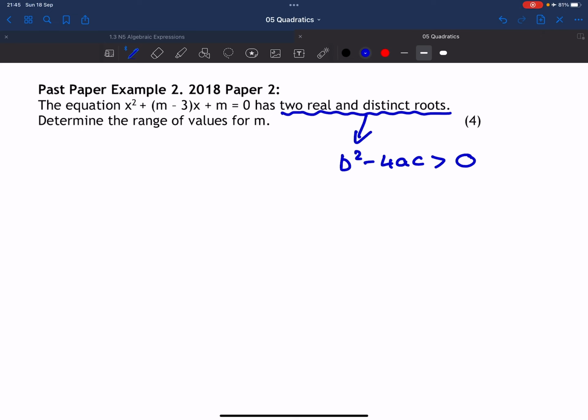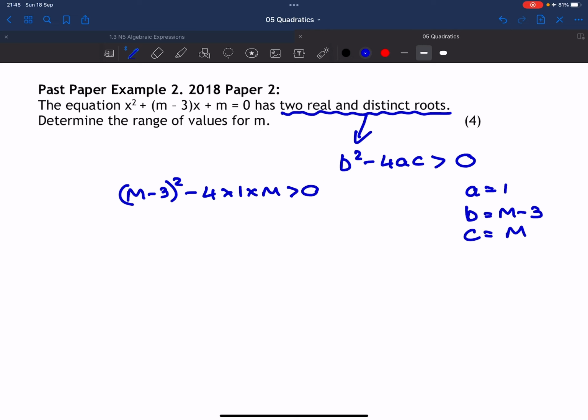Okay? I want to determine the values for m. So pick out the values of a, b, and c. a is equal to 1, b is equal to m minus 3, and c is equal to m. Put those values in, so I get (m minus 3) all squared minus 4 times 1 times m is bigger than 0.